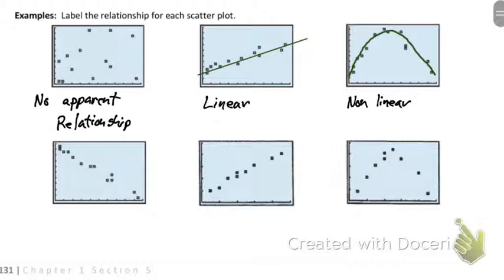Just to speed things up, we're going to go ahead and say that the bottom one is also non-linear because it's almost the exact same shape. And these two would both be linear because we could draw a line through it. So all I'm expecting you to be able to recognize is no relationship, linear, and non-linear.